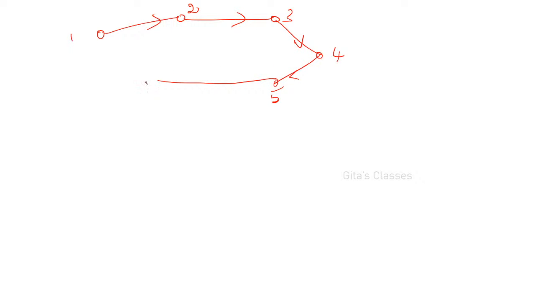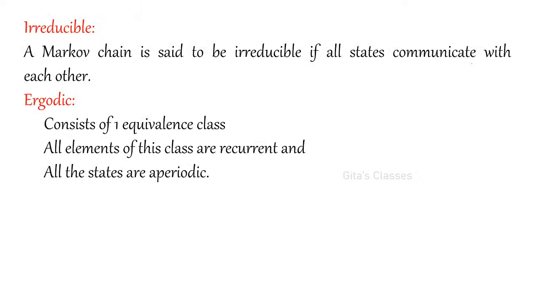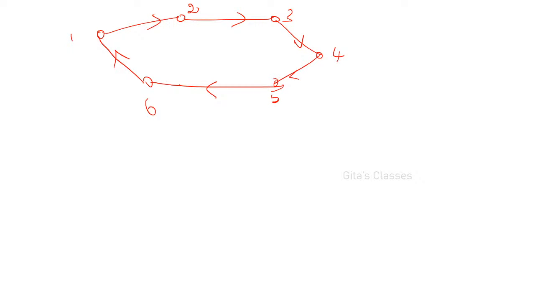Now I'll give you some examples. See, if I have the states 1, 2, 3, 4, 5, 6, tell me which states are recurrent and which states are transient from this. Is it ergodic or not?